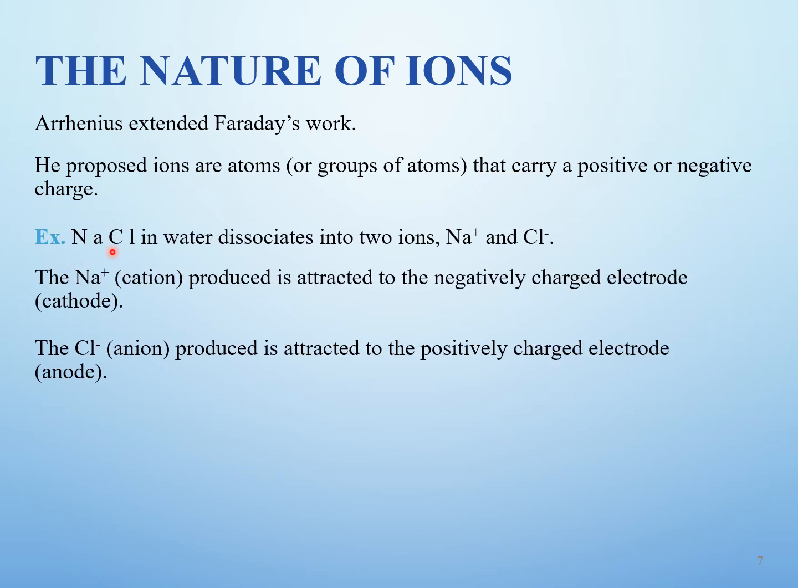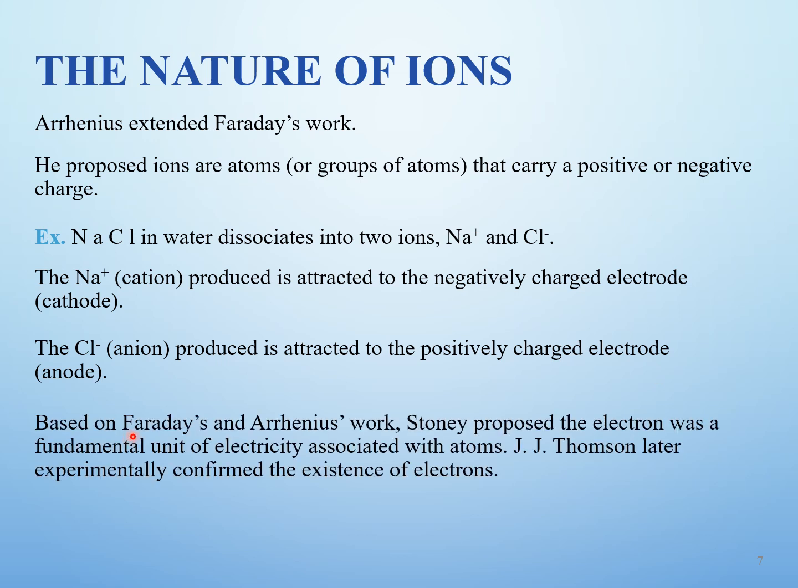So NaCl in water dissociates into two ions, Na+ and Cl-. Na+ is called a cation because it has a positive charge, and it's going to be attracted to the negatively charged electrode. We call that the cathode. The Cl- ion, in this case an anion, is negatively charged, and it's attracted to the positively charged electrode. So it's just opposite charges attract.